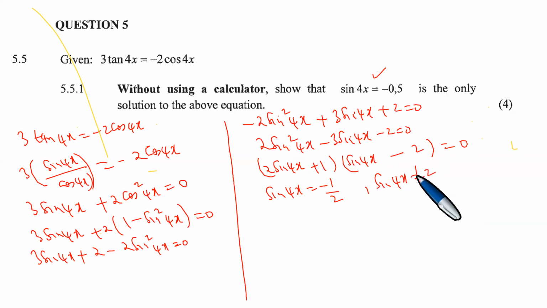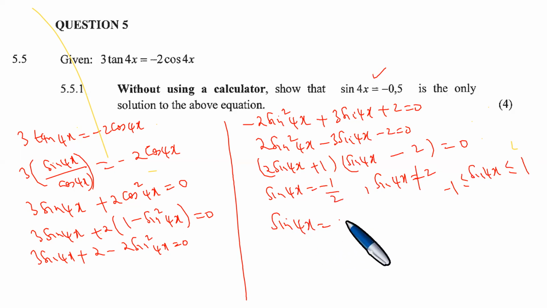And the sine of 4x cannot be 2, because the sine of 4x in mathematics is a bounded function. It always lies between minus 1 and 1. So it can't be 2. The most it can be is 1. So at this point, it means sine 4x is minus 1/2, which is minus 0.5. This is the answer. Okay, so with that, using a calculator, we have to show that sine 4x equals minus 0.5, and we have shown that. Next question.